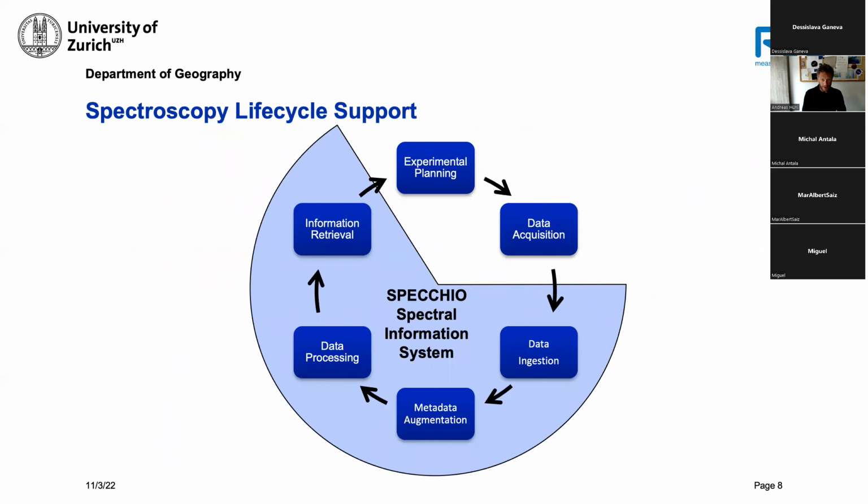This is the spectroscopy life cycle, and it shows which parts of the life cycle are currently covered by the information system. It goes through reading the data, adding metadata, to processing, and retrieve.